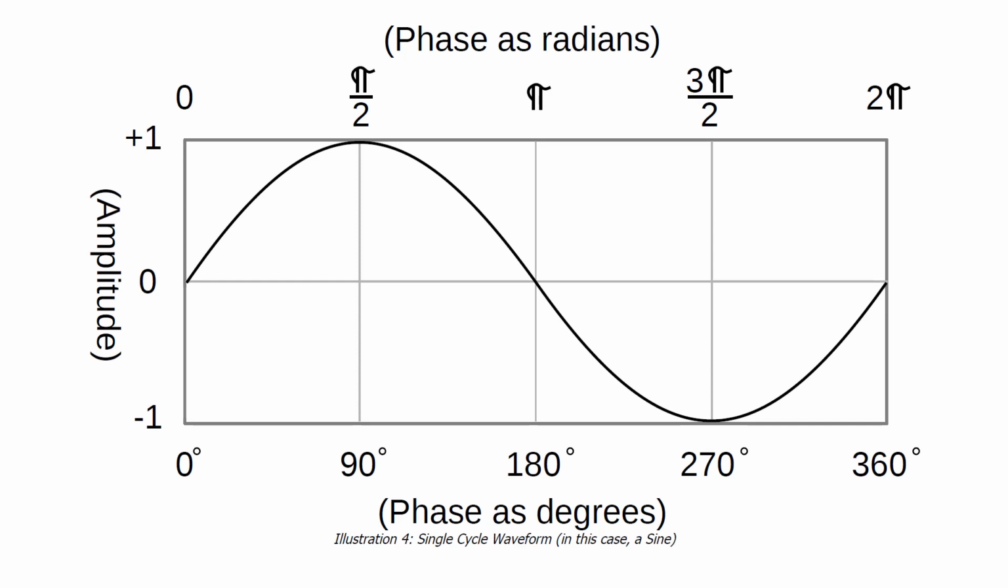Here is a close-up from the manual, and it shows such a single cycle waveform. In this case, it's a sine. All the waveforms generated in this program have a phase from 0 to 2 pi, or if you prefer it in degrees, from 0 degrees to 360 degrees. And in this phase, the waveform will go through a full cycle.